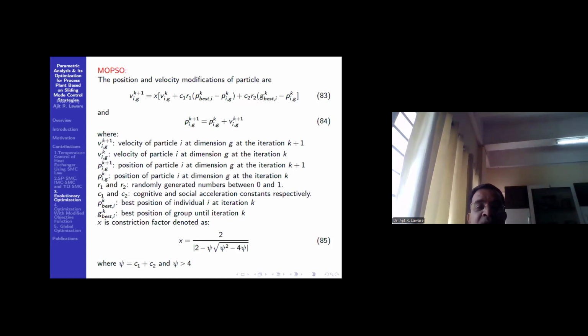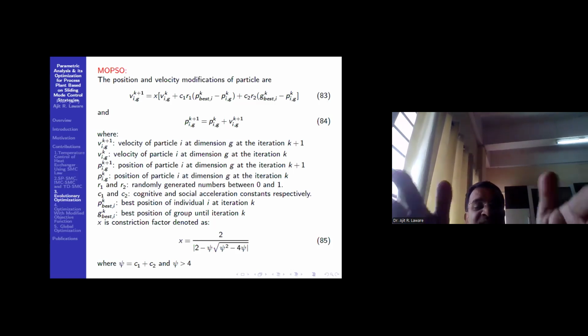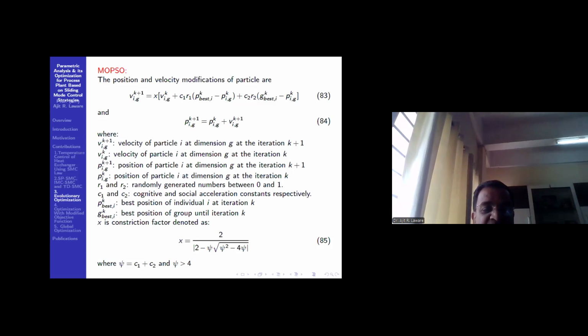Simply, the basic concept here is comparison. First the current position, then the next position, and whatever the best position is in search of food will get preserved. That's the meaning. And x is the constriction factor, C1 and C2 are the cognitive and social acceleration constants, and R1 and R2 are random numbers between 0 and 1.